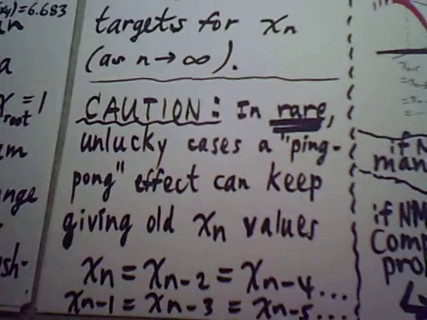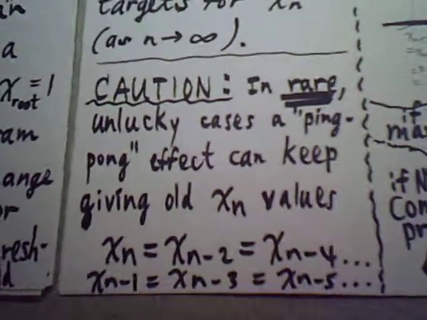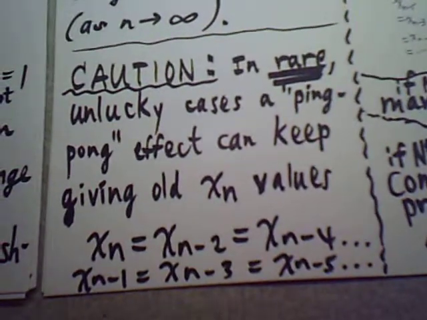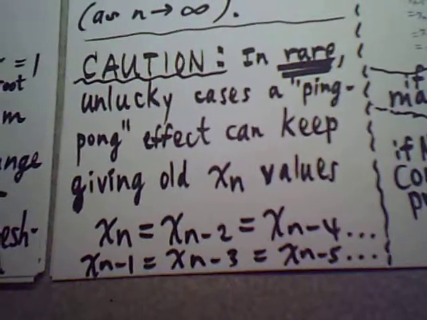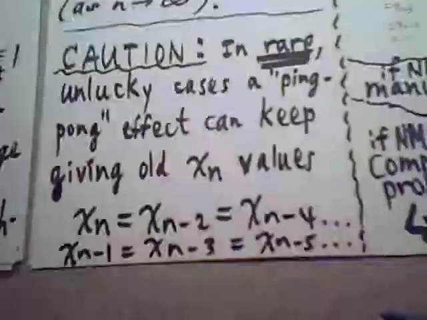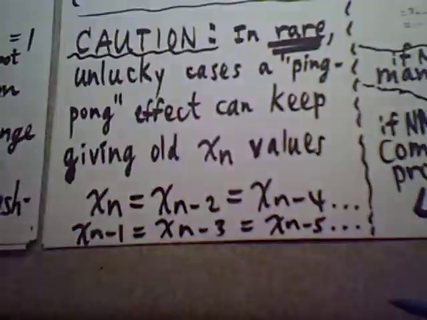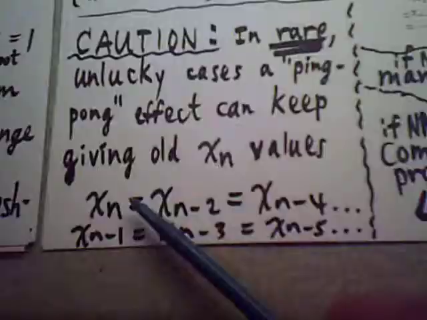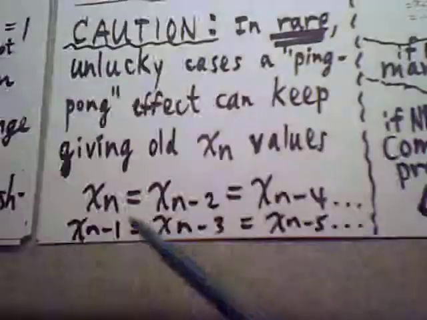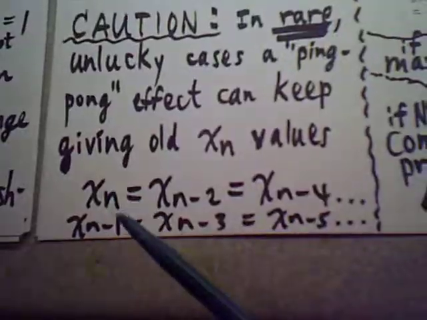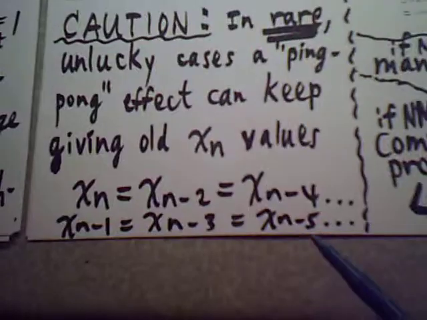Now, just a note of warning, a caveat before I take off. In this cautionary note, I'm warning you of the rare and unlucky case of the so-called ping-pong effect, where you get xn values repeating themselves every other xn value. So you end up with x values that are not going to change. They may alternate, but ultimately you're not getting any closer to your answer.